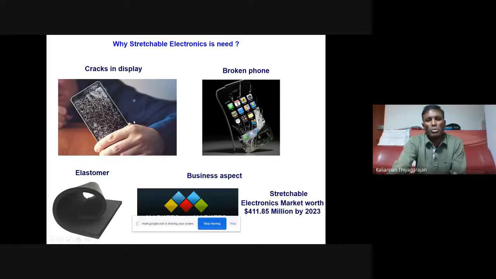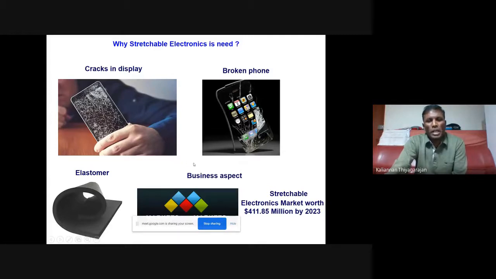So in order to improve this, if your device is made of stretchable material, then even if it falls down, it won't break. So think about it. If it is stretchable, your phone can be rolled like an elastomer like this, and you can put it in your pocket. Wherever you go, you put your phone in the front pocket and you sit. If you have a stretchable electronic device, you can even put it in your back pocket and sit on it. Nothing will happen.